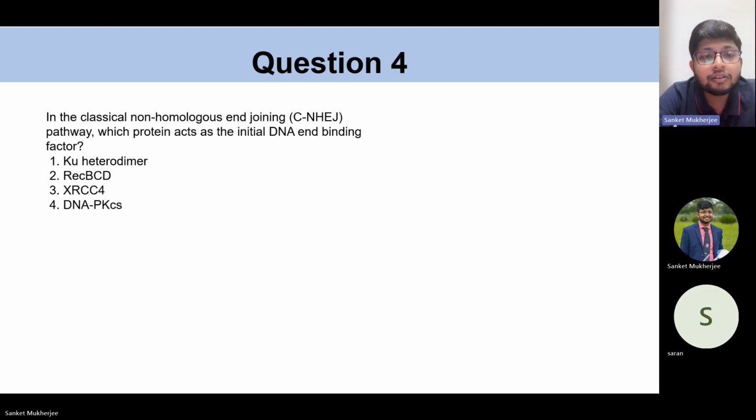Then in the classical non-homologous end joining pathway, which protein acts as the initial DNA end binding factor? So let's say whenever there is a double-strand break, this double-stranded break has to be repaired using non-homologous end joining. What will be the proteins that will first interact with this double-stranded break? Any answer? No answer?